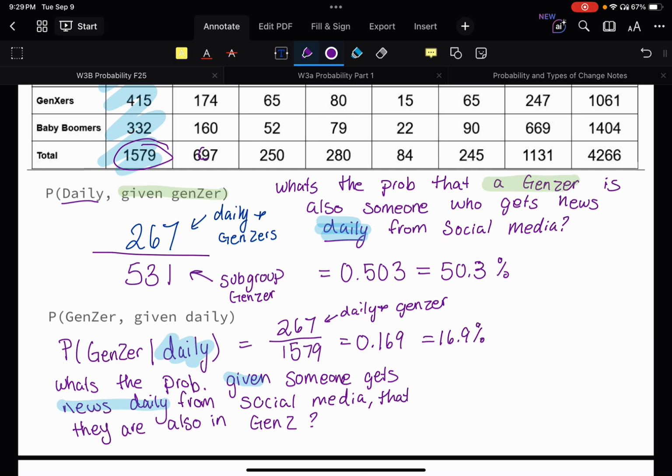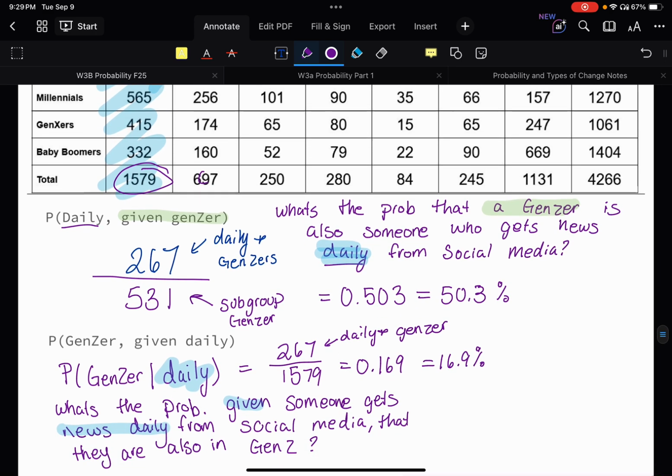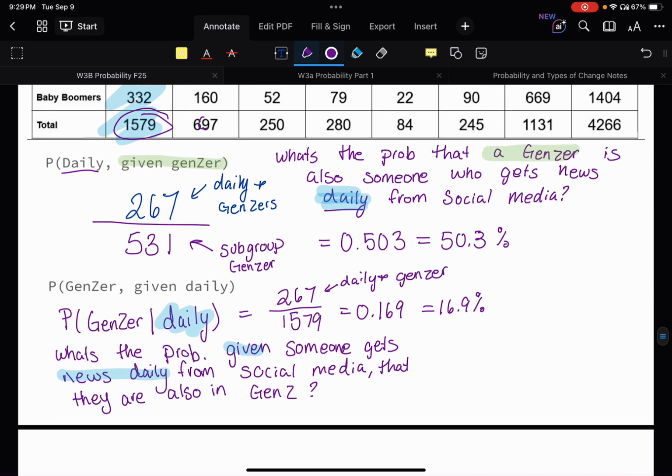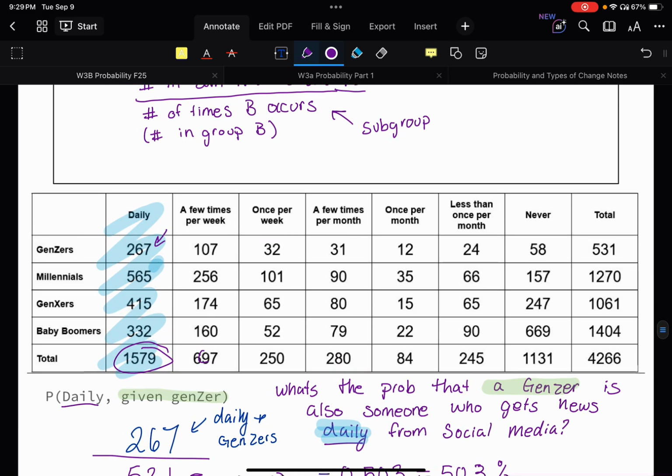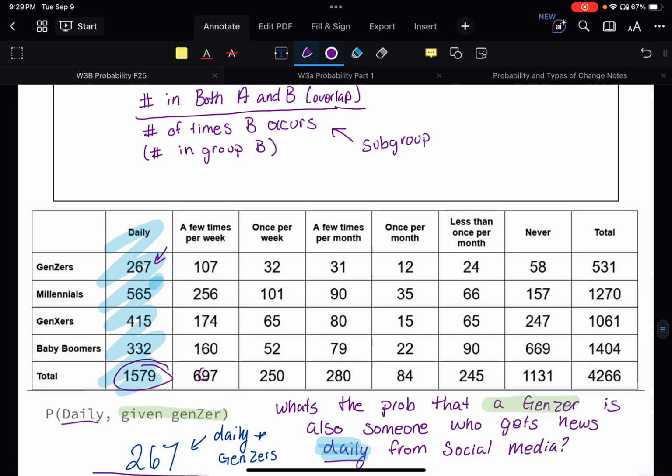So if I'm just looking at those daily, the people who go to social media daily for their news, the chances that that person is also in Gen Z is pretty low. So hopefully this gives you a sense of what to look for with our subgroup probability. The key is really, the first question should always be determining what is the subgroup. And it is one of those ones where you need to read the problem really carefully and make sure you're interpreting it correctly. And it might be one where you might want to stop and ask a friend if they're interpreting it the same way, because this is one where the words matter.